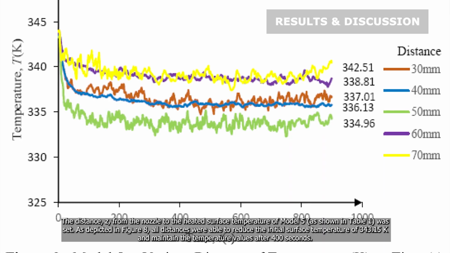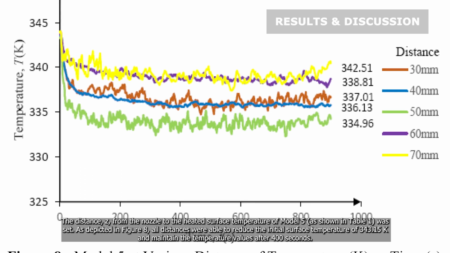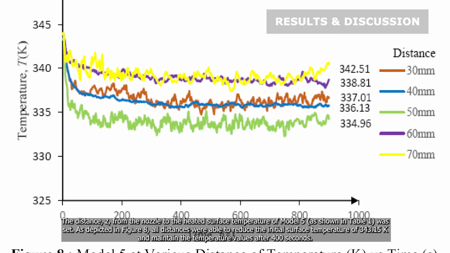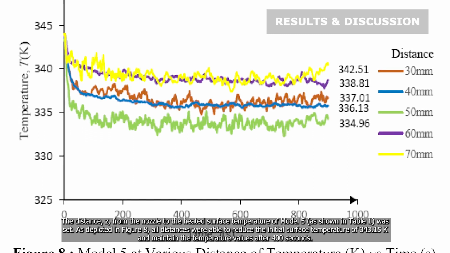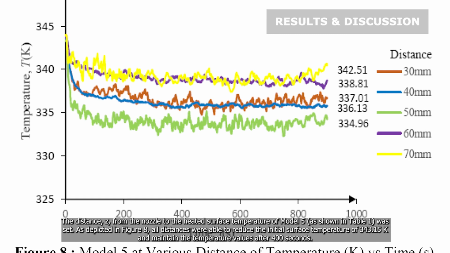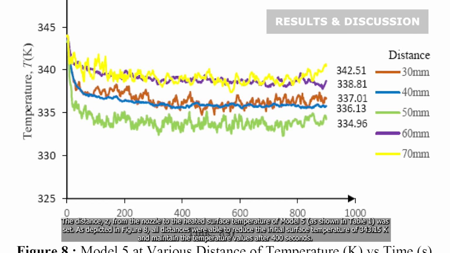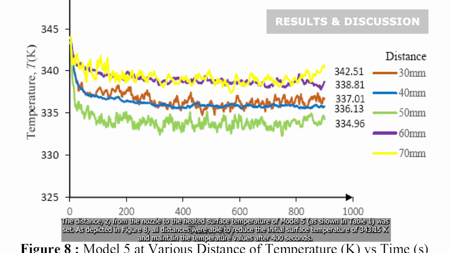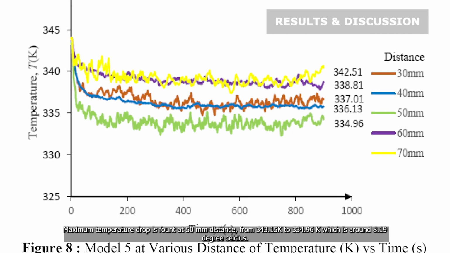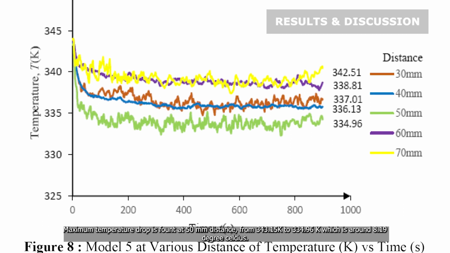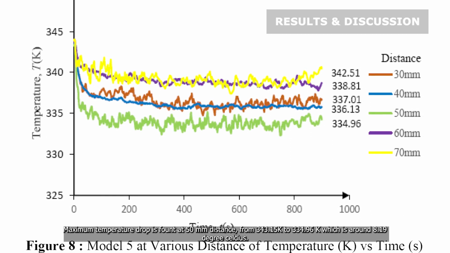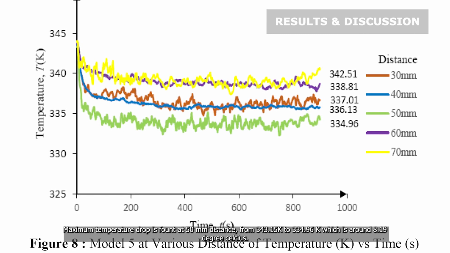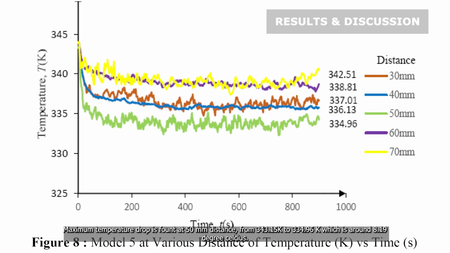The distance Z from the nozzle to the heated surface temperature of Model 5 was set as depicted in Figure 8. All distances were able to reduce the initial surface temperature of 343.15 Kelvin and maintain the temperature values after 400 seconds. The maximum temperature drop is found at 50 mm distance, from 343.15 Kelvin to 334.96 Kelvin, which is around 8.19 degrees Celsius.